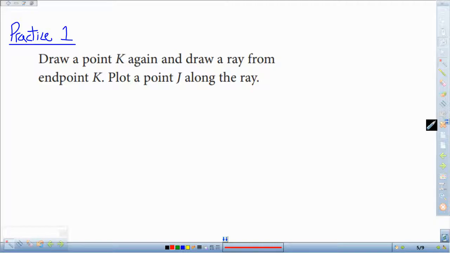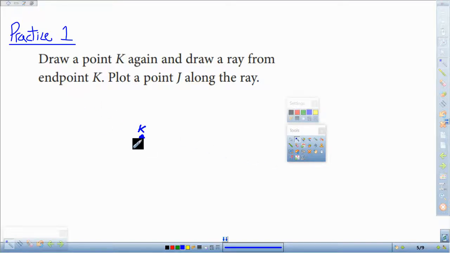All right, so hopefully you were able to try this out. It's asking you to draw a point K again, and draw a ray from endpoint K. Plot a point J along the ray. So kind of weird, but when you get directions like this, just take it one step at a time. Let's just start with the first thing. Draw a point K. Point K. Okay, and now it's saying draw a ray from endpoint K.